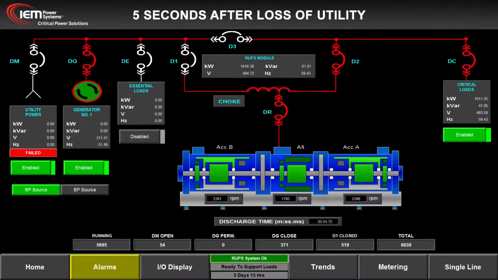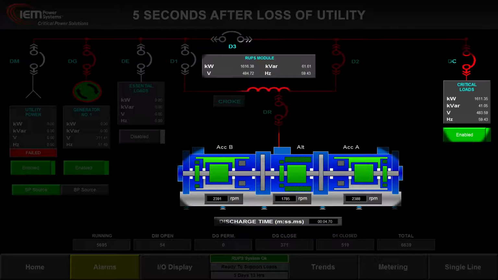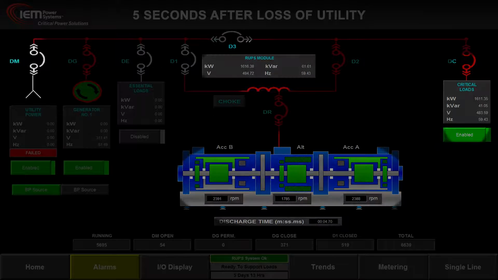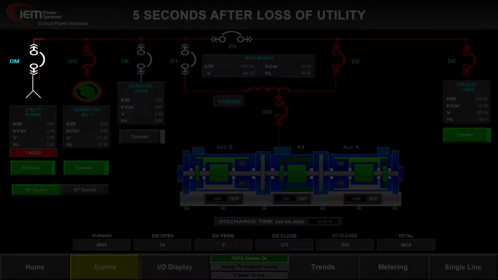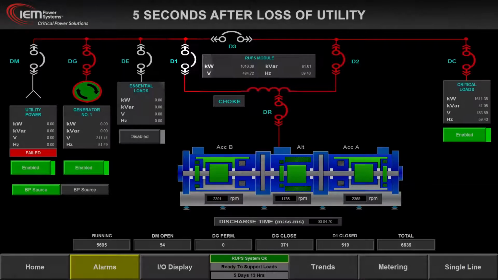5 seconds after loss of utility power. The UPS continues to provide all power to critical loads. Breaker DM is opened, isolating the system from the failed utility. Simultaneously, the ATS closes the generator breaker, DG. Now the generator is ready and breaker DG closed. Synchronization occurs across breaker D1.